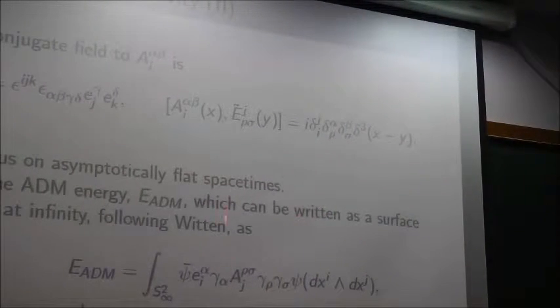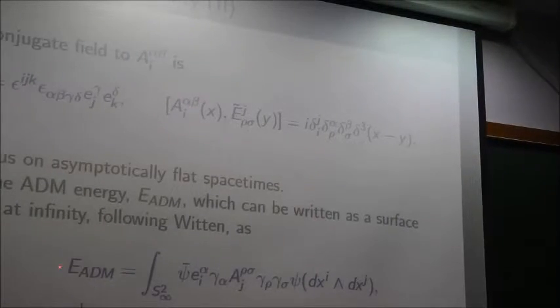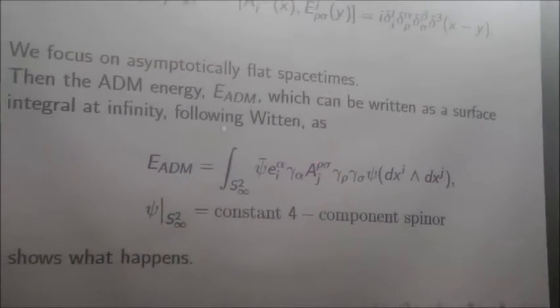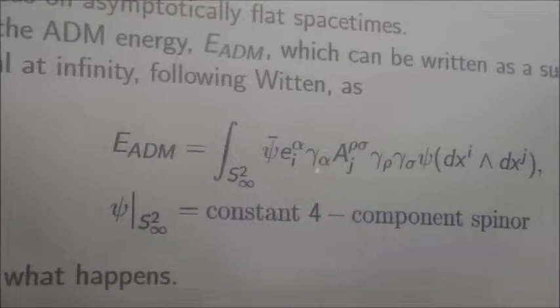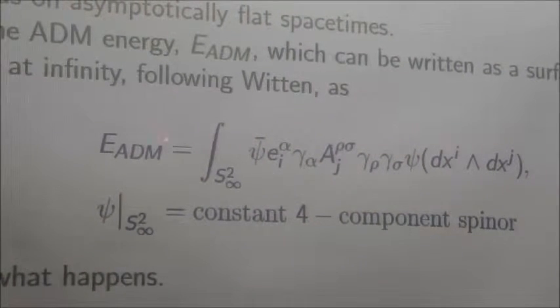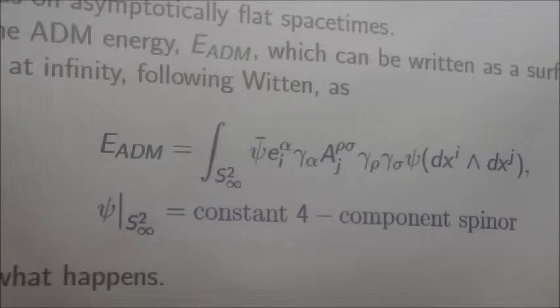Now look at the ADM energy. ADM energy in the Witten language is this expression here. It is written as a surface integral at infinity, and there is some i over 2 pi G, I forgot, and there is a gamma phi, but never mind. And this spinor psi is a constant spinor at infinity, which is normalized to psi dagger psi equal to 1.